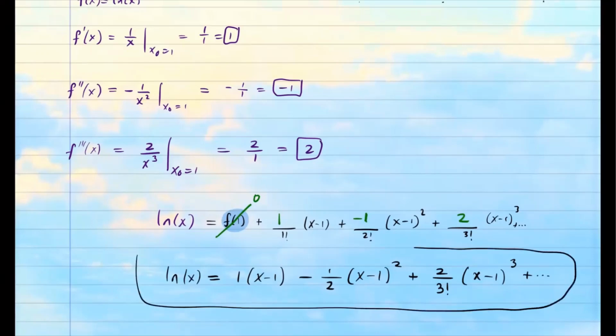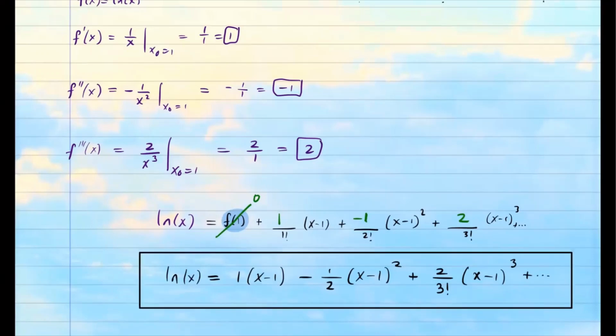The Taylor series representation of ln of x centered at 1 is this.